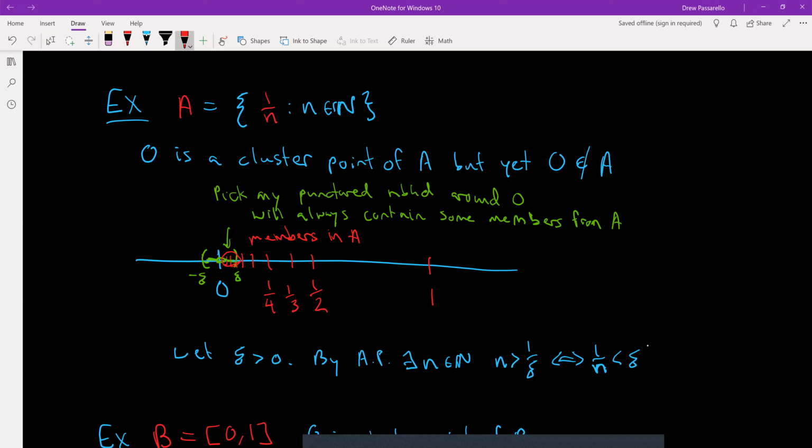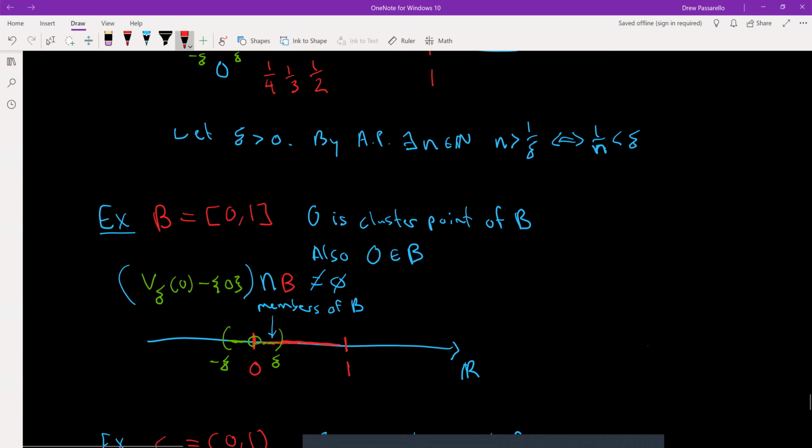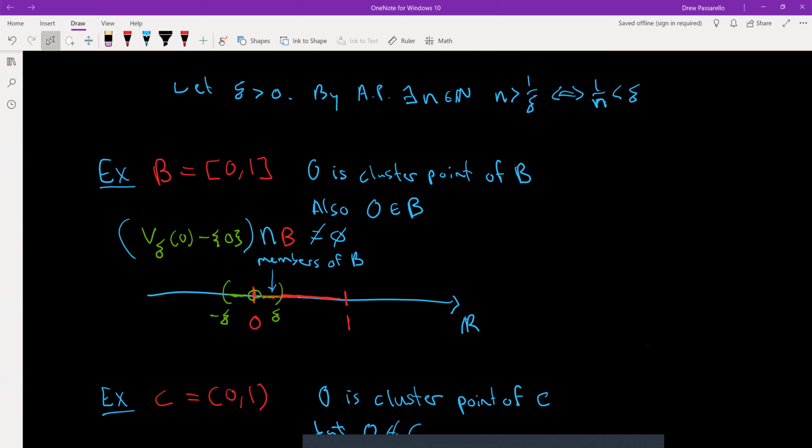Now, if we chose our set, let's say B, to be the closed interval 0 to 1, 0 is a cluster point of B. And in this case, 0 is an element of B. So we choose any punctured neighborhood around 0, with radius delta, 0 plus delta. In between 0 and delta, there are members of B. So the intersection is non-empty. So in that case, 0 is an element of the set B, and it's also a cluster point of B.